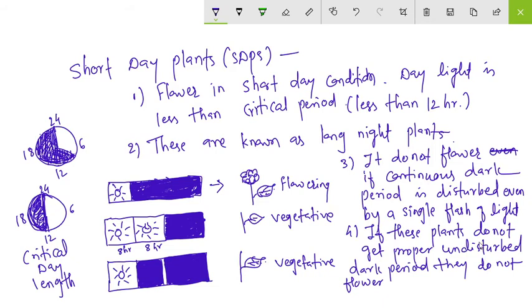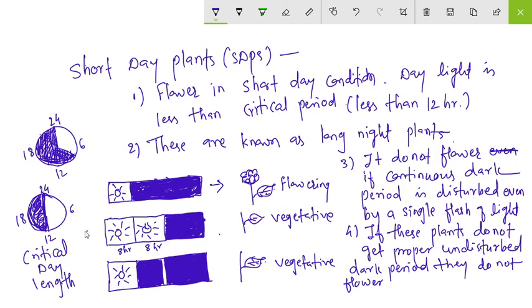ओके, सो द इंटरप्शन ऑफ लाईट पिरियड ॲट द बिगिनिंग or at the end of the short day plant night period, it also keeps the plants in a vegetative condition. म्हणजे या ठिकाणी रात्रीच्या पिरियडच्या आधी जरी किंवा शेवटी जरी या ठिकाणी जर आपण तो लाईट पिरियड किंवा हे डार्क पिरियड जर आपण डिस्टर्ब केला, तर त्या ठिकाणी प्लांट फ्लॉवरिंगला येत नाही.